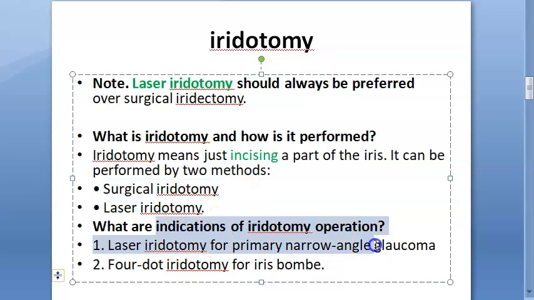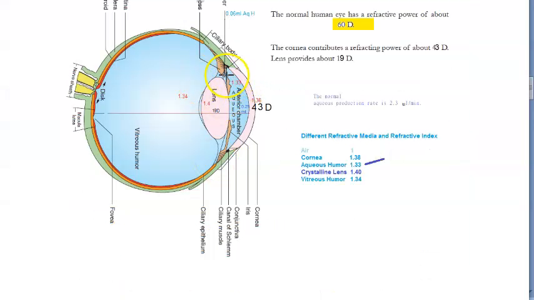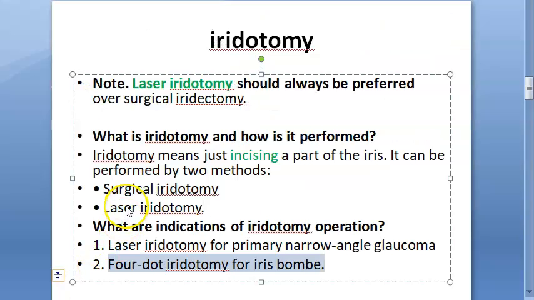What are the indications for iridotomy? Same thing: narrow angle glaucoma, and iridotomy for iris bombe. So what is iris bombe? Because of this pupil block, the iris is bulging out. This is iris bombe. Anyways, iridotomy is an incision. It is better than iridectomy. They are telling you always prefer an iridotomy.